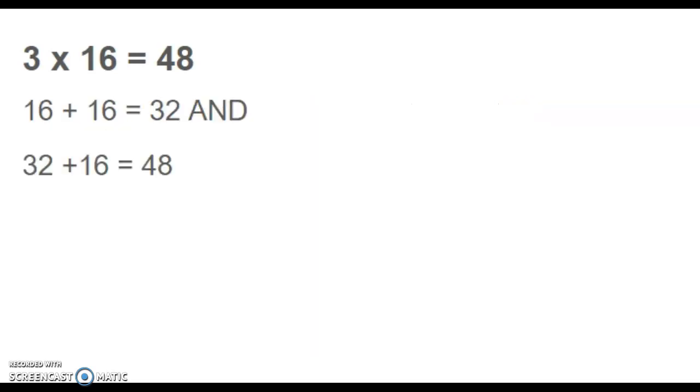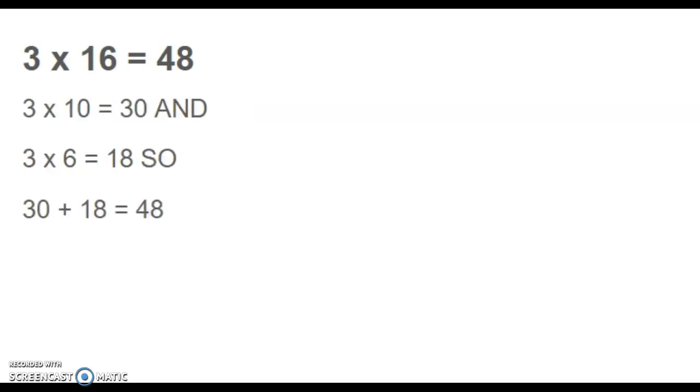You may have thought and said, well, I know that 16 plus 16, which is 2 16s, equals 32, and 32 plus another 16 equals 48. That's one way of showing it. Or you may have thought, well, I know that 3 times 10 equals 30, and I know 3 times 6 equals 18. So 30 plus 18 equals 48. That may be another way that you thought of it.